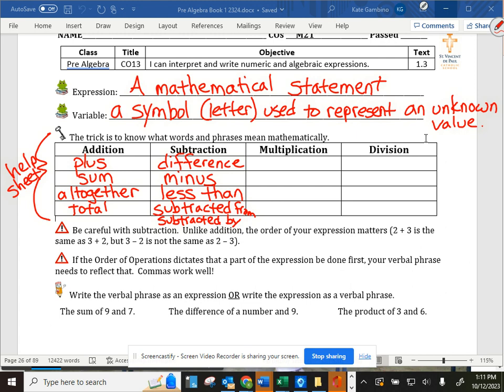Multiplication. James? Products. What else means that we're going to multiply? Lauren? Times.